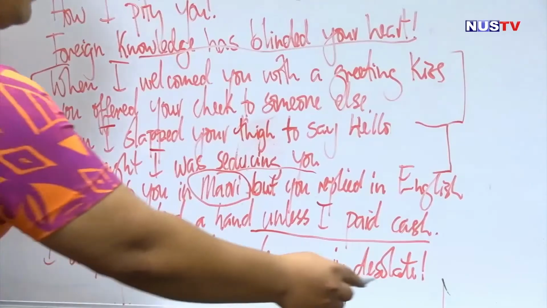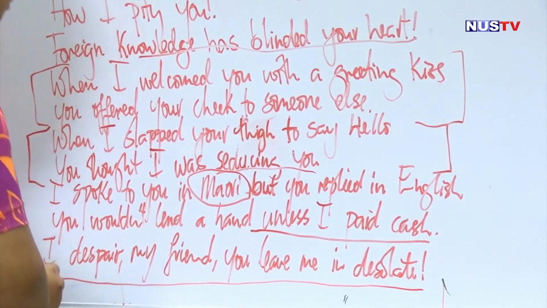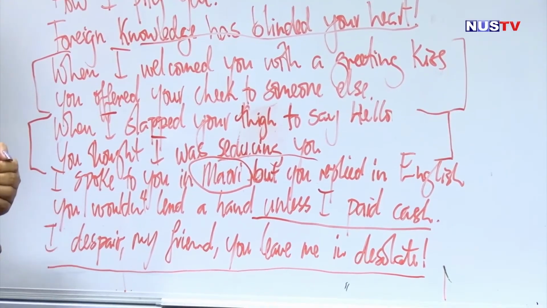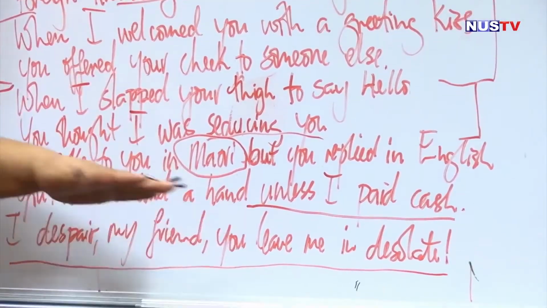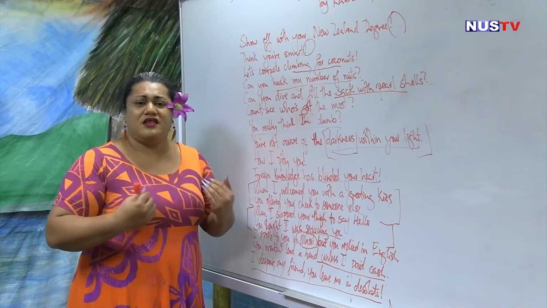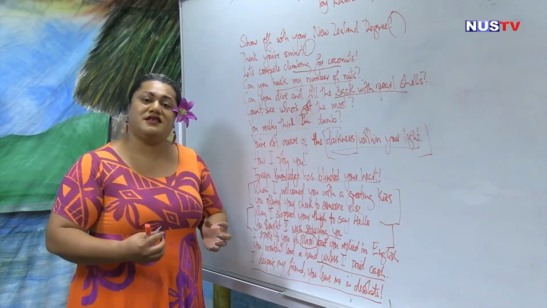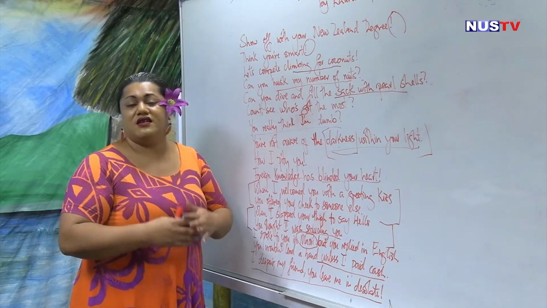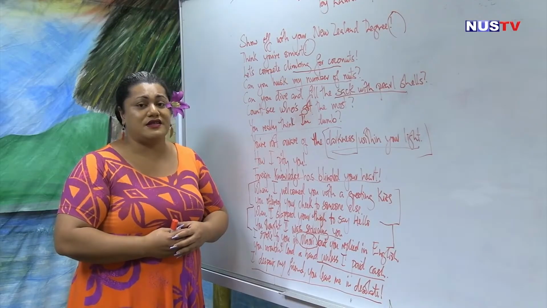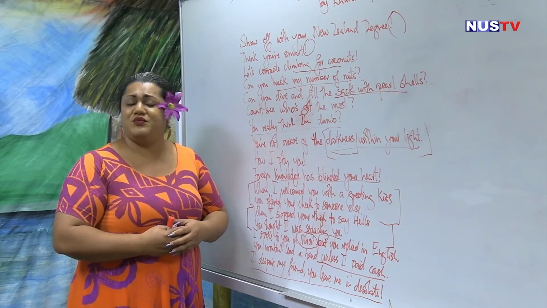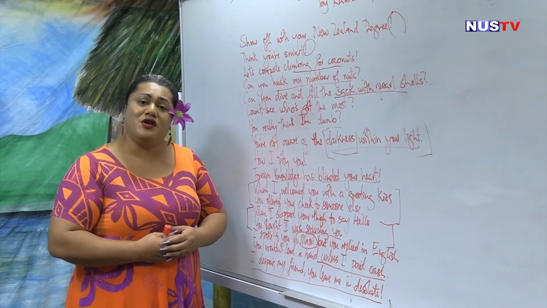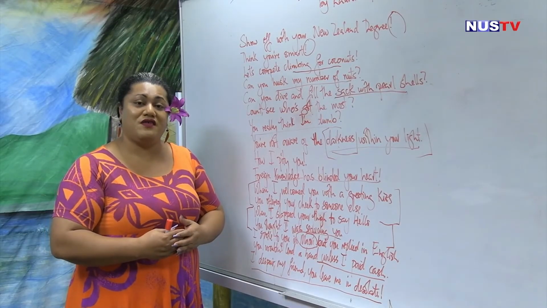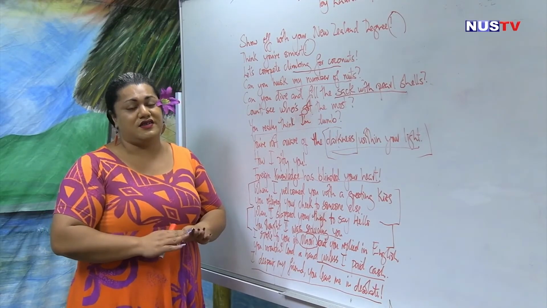The last line of the poem is a very powerful line. I despair, my friend, you leave me desolate. So the last line indicates that this was a friendship where they had trust and believed in each other. They grew up together, but in the end, they no longer are friends. You leave me desolate, so he pretty much has given up. There is no more hope for their relationship or their friendship because of the conflict between ideas.